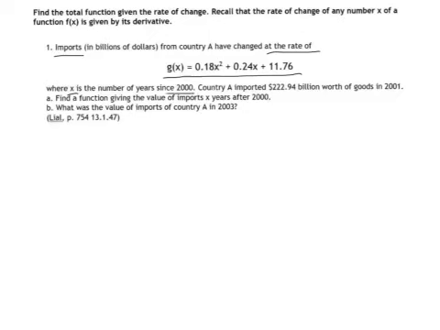We're given some information here that we might want to underline as well. Country A imported $222.94 billion worth of goods in 2001. In part A, find a function giving the value of imports x years after 2000. What that's suggesting is that we need to find the integral, or go backwards from the derivative. So we have to remember our derivative rules.